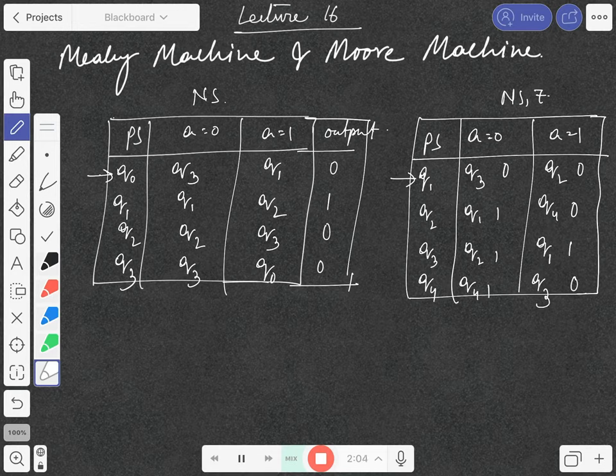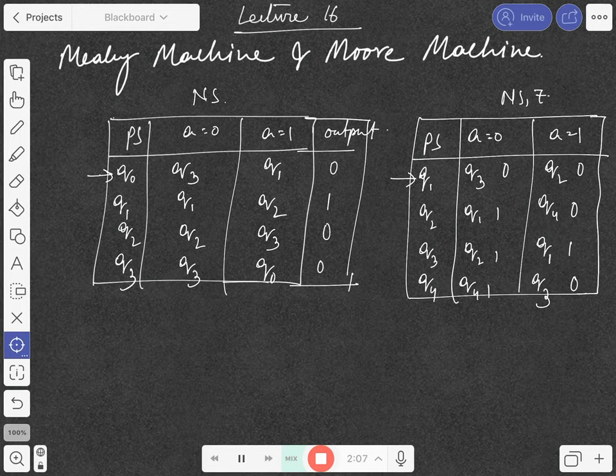Now consider these two tables and try to figure out what is the basic difference between them. Both are finite state machines and both are represented through a state table. In this case Q0 is the initial state, and in this case Q1 is the initial state. Now look at this one. At Q0, if I give an input 0, the next state is Q3, and if I give 1, the next state is Q1. And look at this output. This output 0 is associated with Q0. Similarly, output 1 is associated with Q1. This 0 is associated with Q2, and this 0 is associated with Q3.